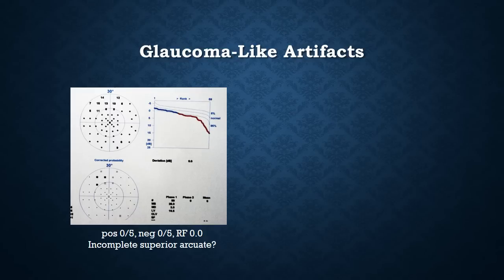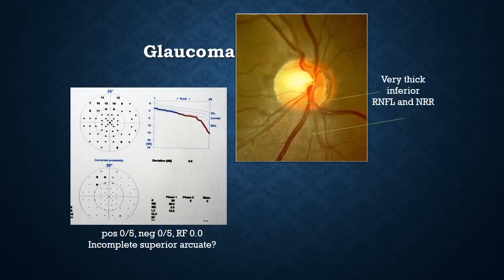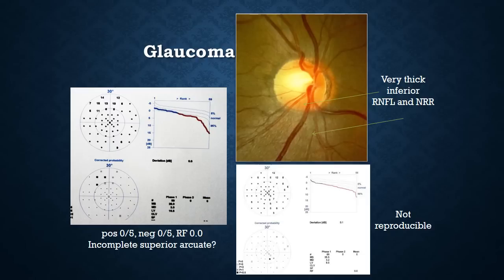So here's an example of a glaucoma-like artifact. So this looks like a possible incomplete superior arcuate scotoma, with very good reliability. But when we look at the patient's disc, if we look in the corresponding area, the RNFL looks very healthy and the neuroretinal rim is still quite thick. So what is it? When we do a repeat test, it's not reproducible.